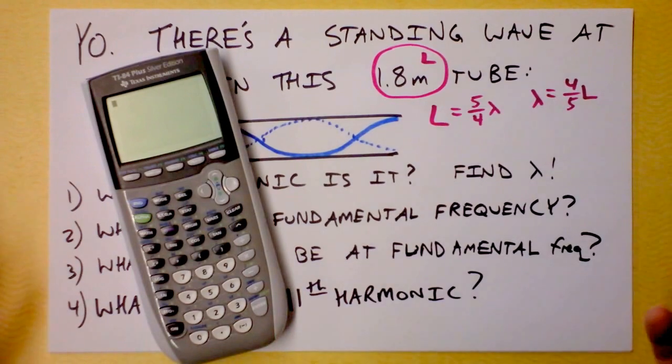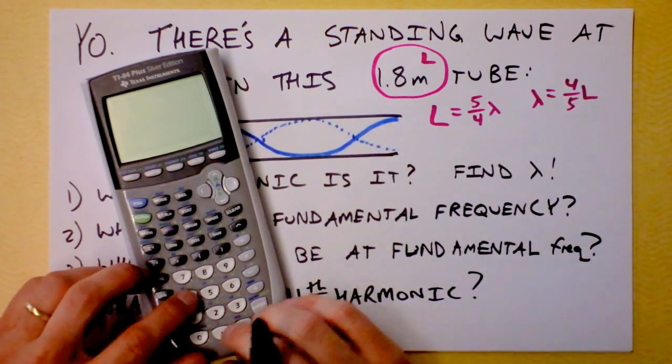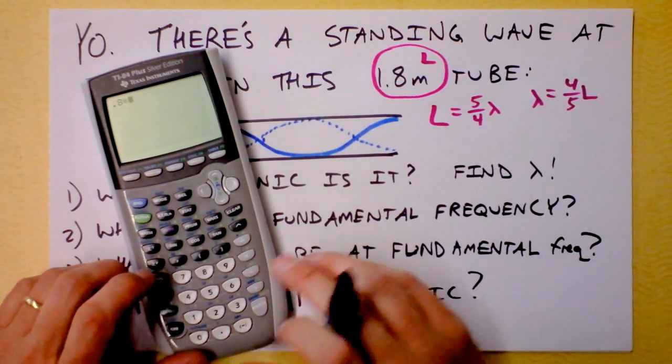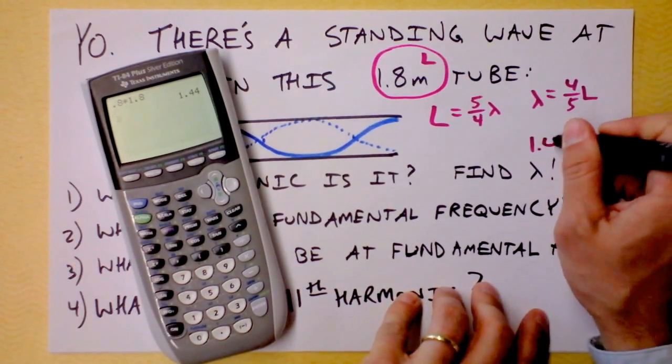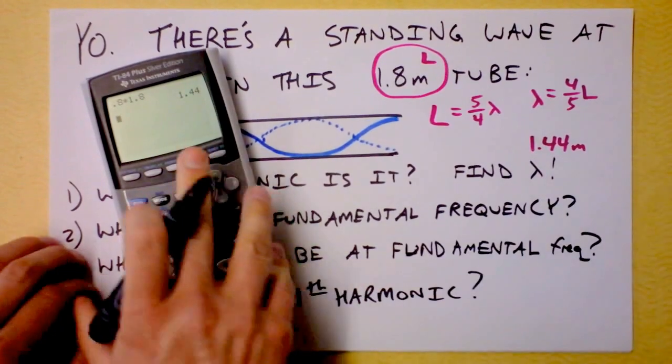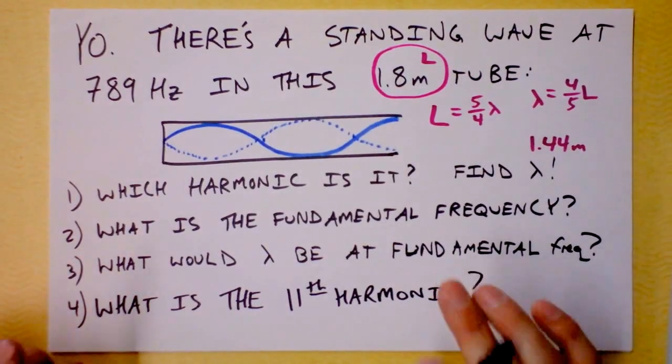See, my students sometimes just leave calculators sitting in my room. It's incredible. So I'm going to do 0.8 times L, which is 1.8, and I'll find that this wavelength here is 1.44 meters. And now I want to ask you about the harmonic it is.